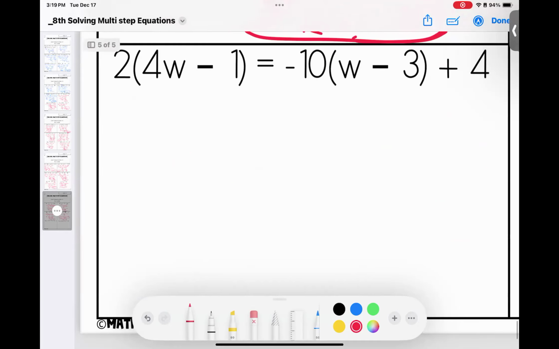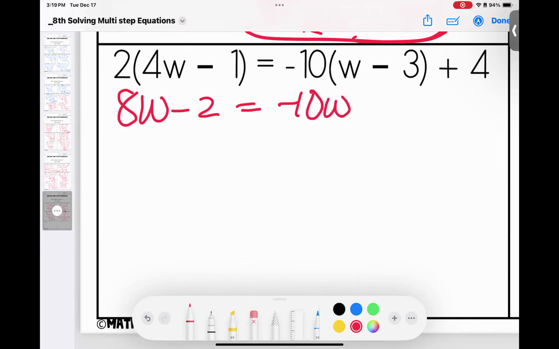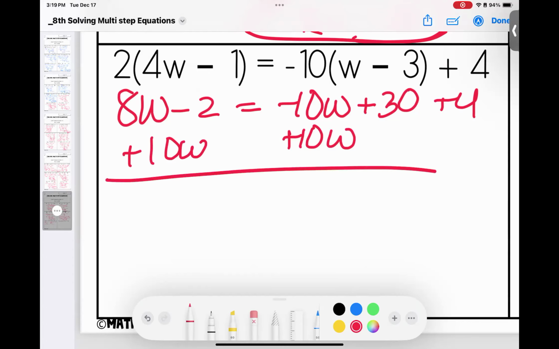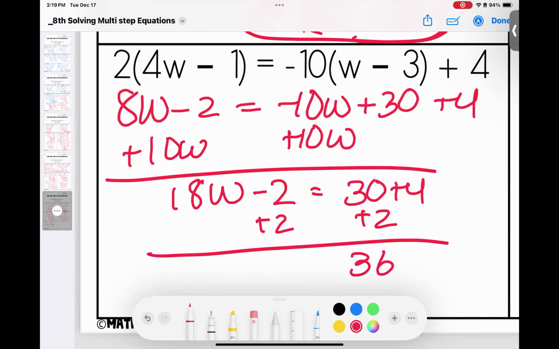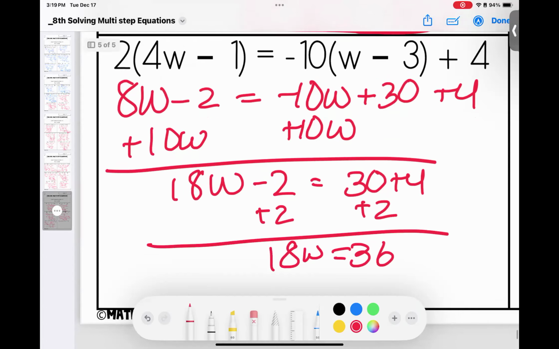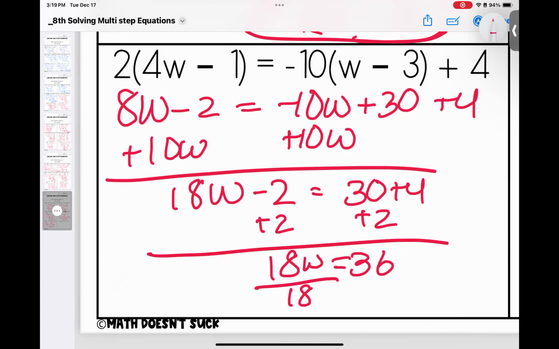All right, 2 more. 8w minus 2 equals negative 10w plus 30 plus 4. Let's add those, and we'll have 18w minus 2 equals 30 plus 4. I'm going to add the 2. Kind of skipping a couple. 30 plus 4 is 34 plus 2 is 36. Shouldn't have done it that many pieces at a time, but we're here.